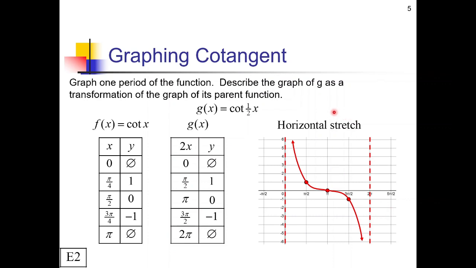So if you are doing the CP non-honors version of this course, then this is the end of part 1 for you. You can pause the video, get a little practice graphing just tangent and cotangent, and then come back to take a look at our other two functions.